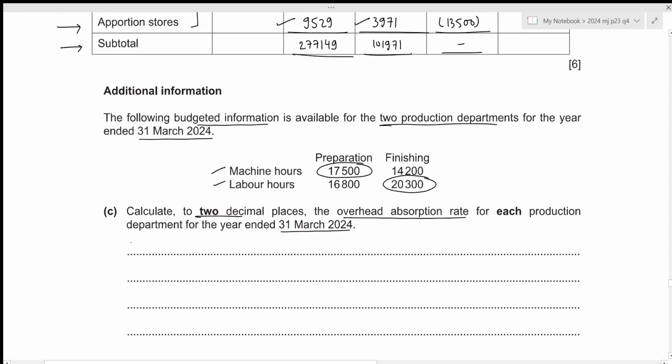Okay, let's calculate it for preparation department. We need to start with our total overheads that we calculated in the previous part, which is right here for preparation. That is 277,149. Then we just need to divide it by the higher of the machine hours and labor hours. In this case, we've already figured out that machine hour is higher, so that will be 17,500.